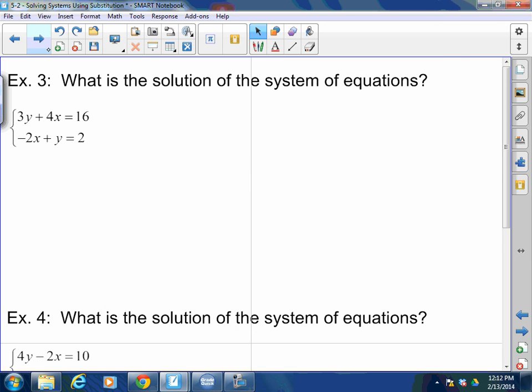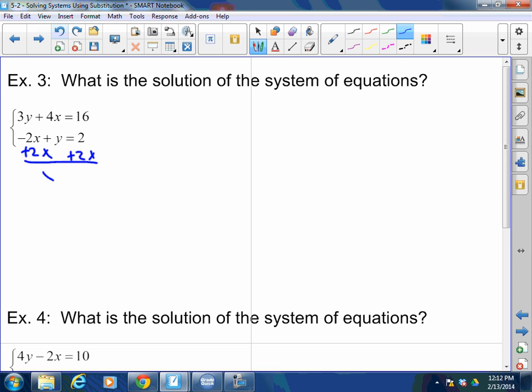What is the solution to the system of equations? Okay, what do you want to solve for first? You want to solve for the y. Very good. The second y. Great job, sir. So I'm going to add 2x to both sides. Y equals 2x plus 2.